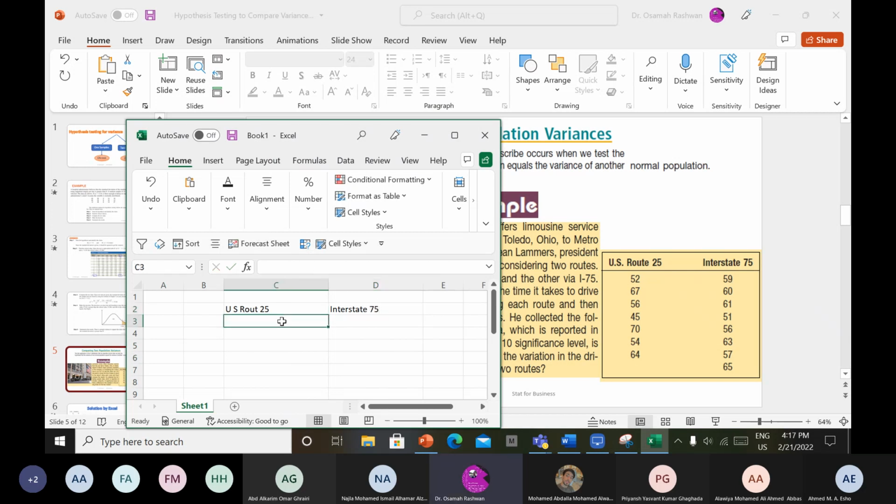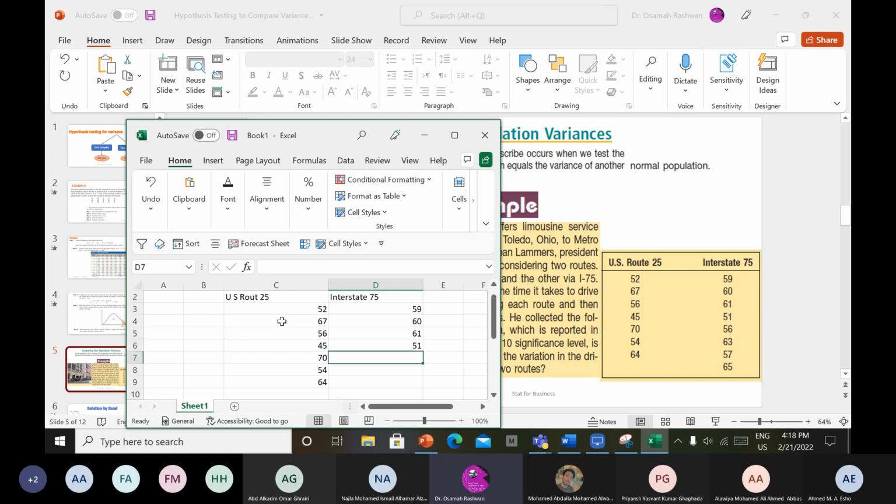Let's input the data: 52, 67, 56, 45, 70, 54, 64. Once you finish this one, we go to input the other sample.